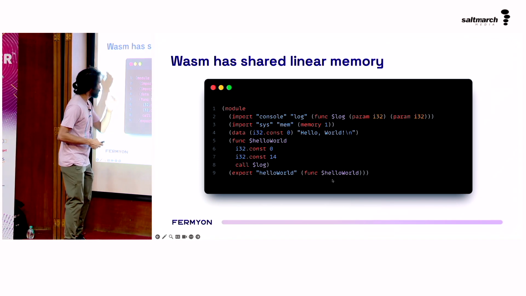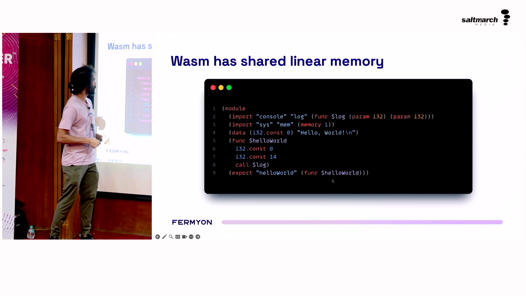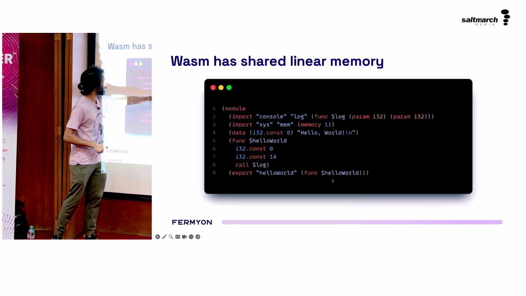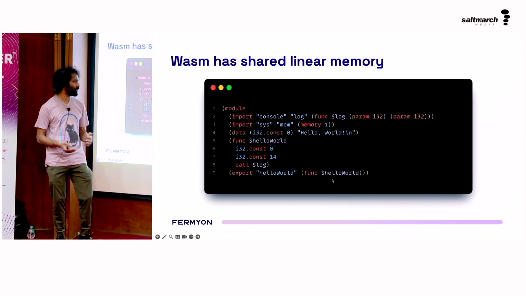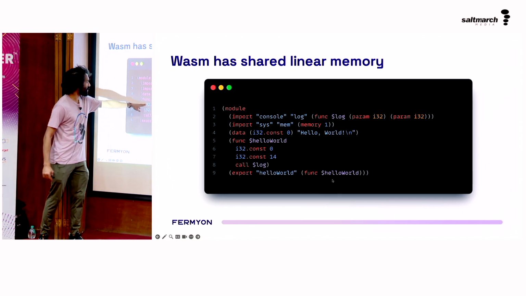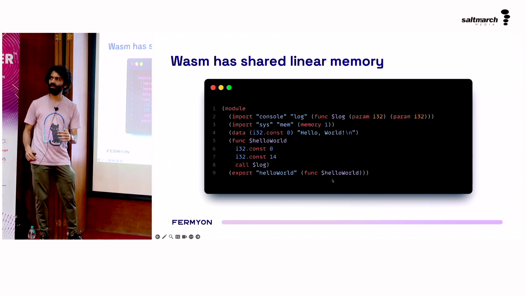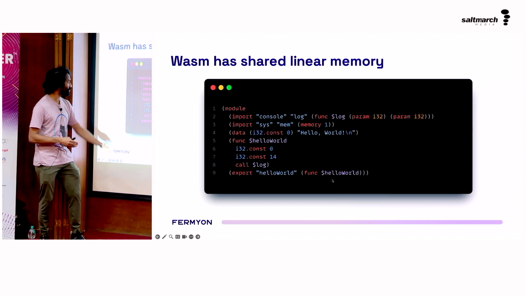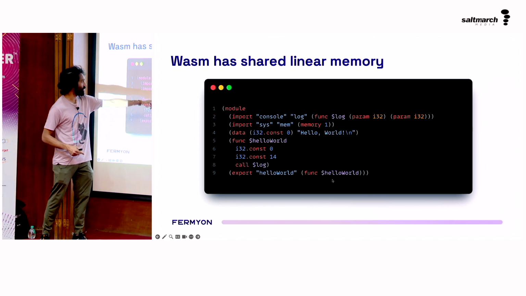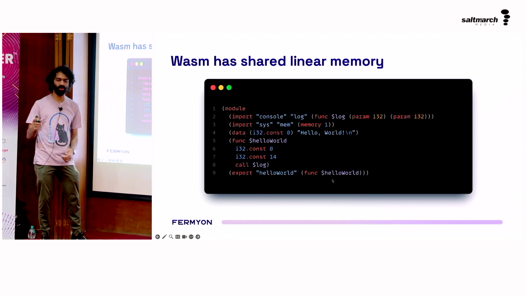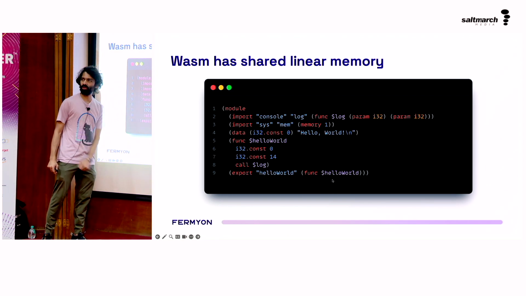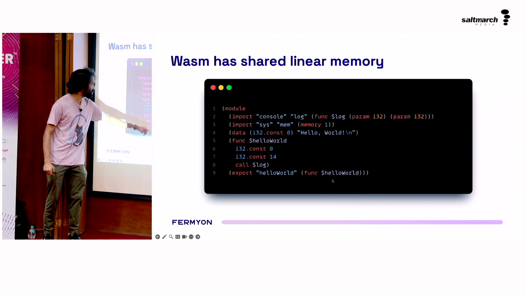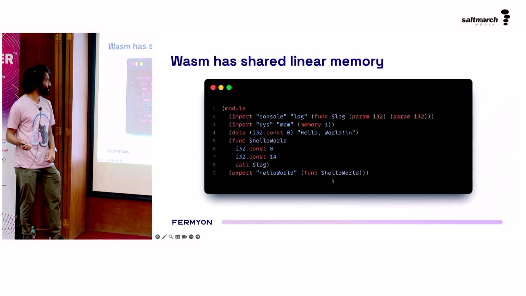So in this example, we are importing console.log. We are importing some system memory, and we want to print out hello world. So we call this function hello world, and we define the first byte, which is 0, and hello world in its entirety is 14 characters. So we say go to the next 14 characters and then just export that function, right?